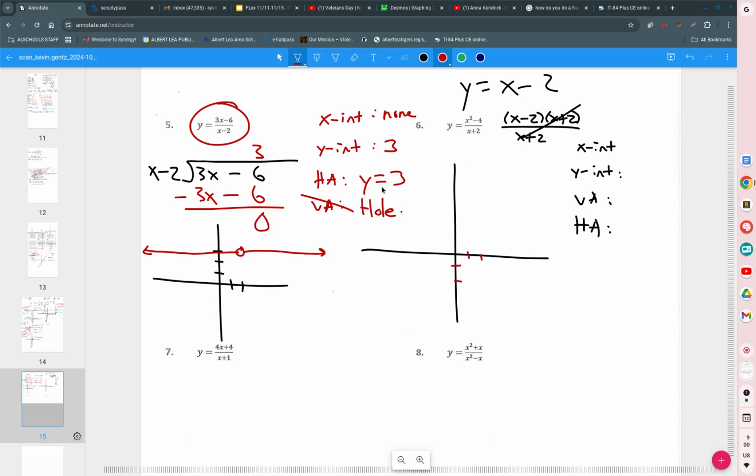So I'm going to draw that graph. The only difference is that when I get to an x value of negative 2, I don't have a vertical asymptote. I have a hole in the graph. So it looks exactly like what divided. It just has a hole in the graph. So I do not have a vertical asymptote. I have a hole.